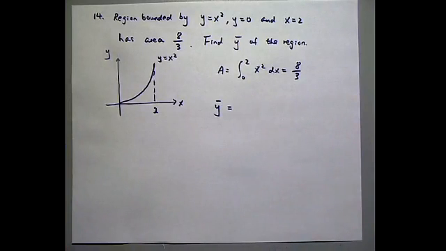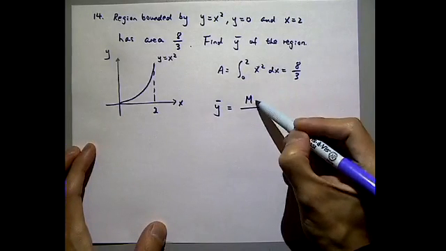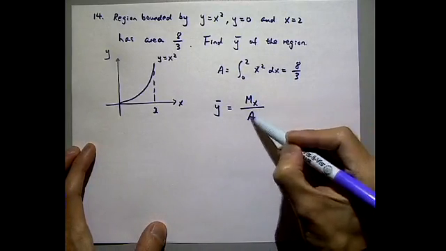Okay, so what is the formula for y bar? How do you find the y component of the centroid? You need a moment in there. Which moment? Right, you need the x moment, the moment about the x-axis, divided by, you're right, A.